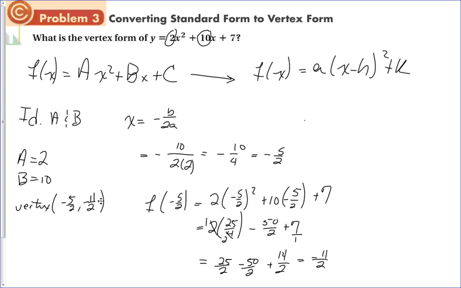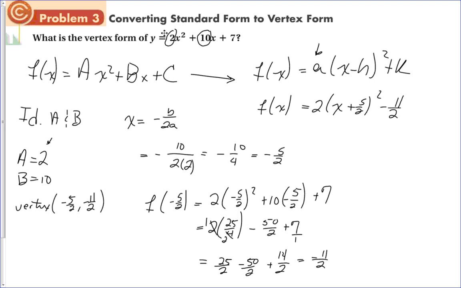So now we know what a is. It's right here. A is 2. We know what h is because we just found it here, and we know what k is because, again, we just found it here. So now all we have to do is come back up here and plug it all in. F of x or y, they're completely interchangeable. A, which is 2, times (x minus h). Well, h is negative 5 halves, so it's going to be plus 5 halves, squared, and then minus 11 over 2.